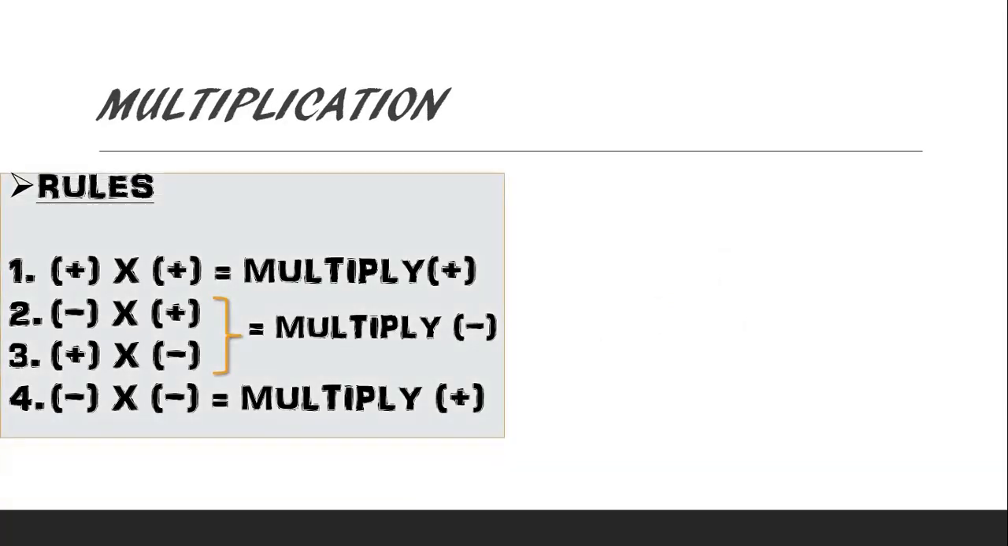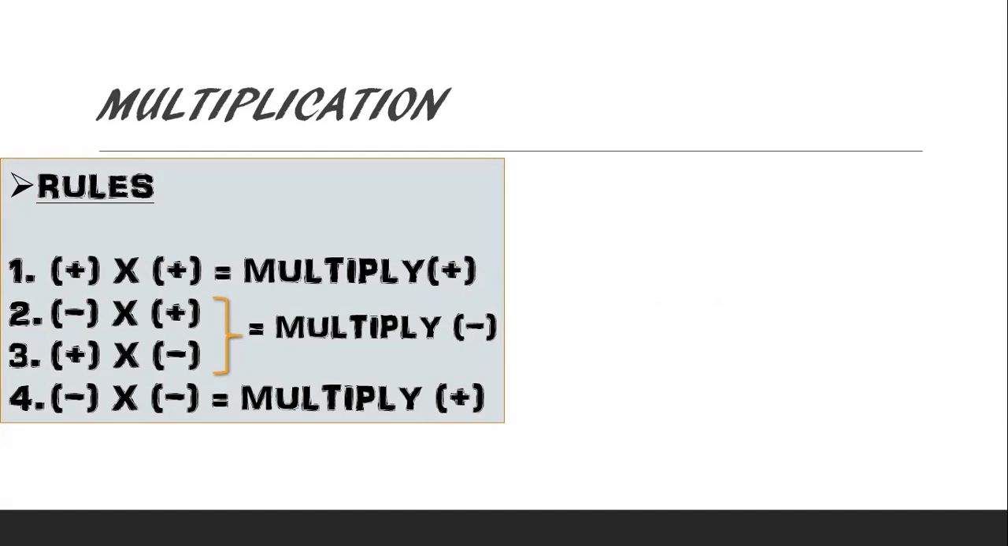Now for multiplication, the rules are: if both the numbers are positive, you have to multiply and give plus sign to the answer. If either of the numbers is negative, you have to multiply and give minus sign to the answer. And if both the numbers are negative, multiply and give plus sign to the answer.